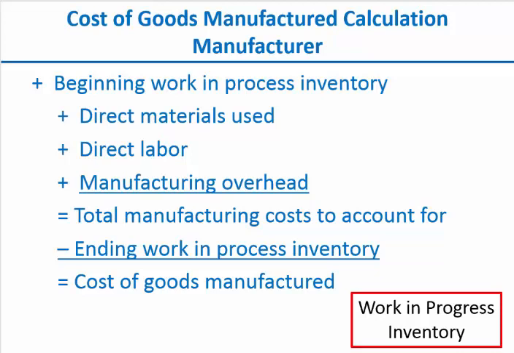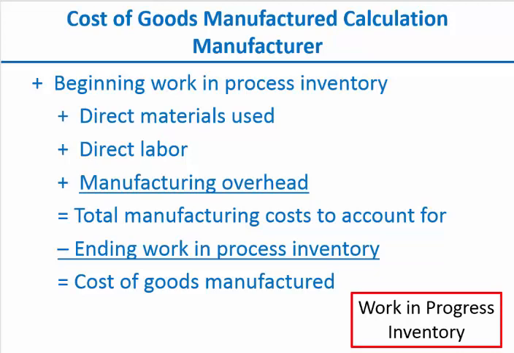Then by the end of the manufacturing period, say a month, or maybe a quarter, or maybe a week, whatever period, you take a look at how many unfinished products are left. So you can estimate the ending work in process inventory. The difference tells you the cost of goods manufactured and transferred to the warehouse of finished goods.